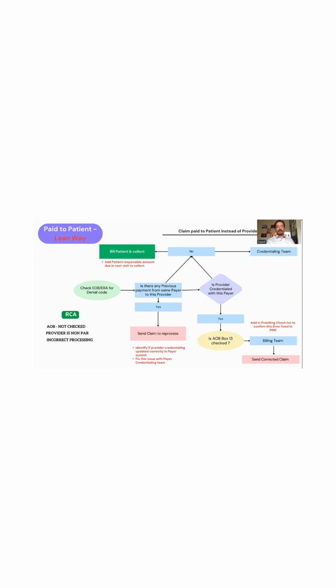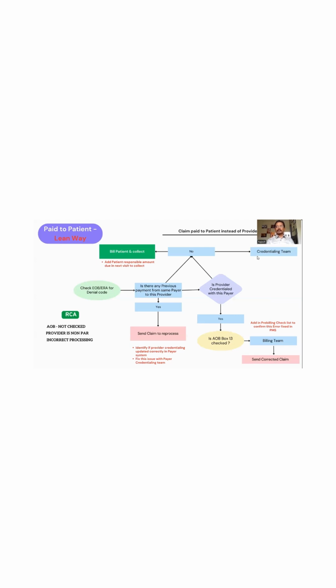credentialing detail is updated correctly or not. If it is updated correctly, this kind of incorrect processing will not happen in future, so you can stop this. And coming to the AOB box 13, as we discussed, you have to go to the PMS and check why it is not getting checked automatically. So fix this problem. This can be easily avoided.